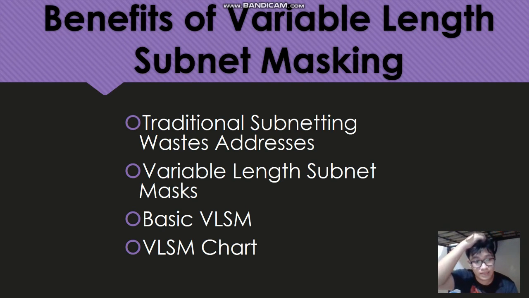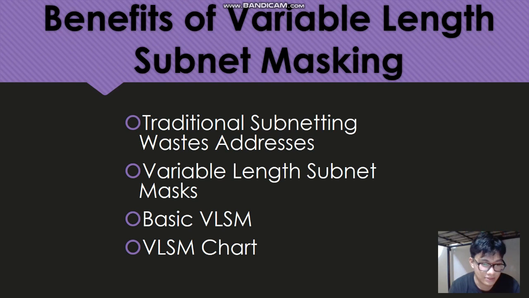Next one is the variable length subnet mask. In all of the previous examples of subnetting, notice that the same subnet mask was applied for all the subnets. This means that each subnet has the same number of available host addresses.